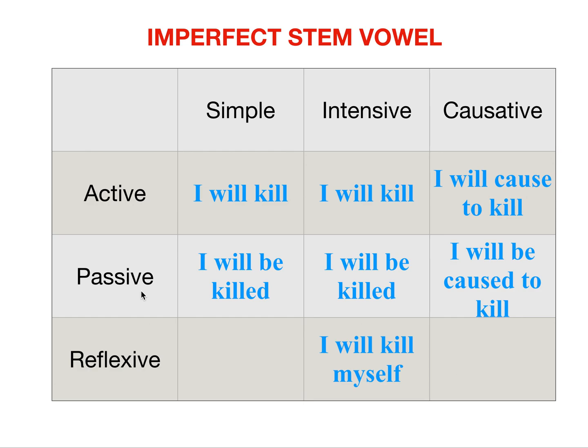The passive of Kal is Nifal, I will be killed. I'm not doing the action, somebody else is doing the action. Same thing for Pual, which is the passive of Piel, so I will be killed. And finally, reflexive of Piel is Hitpael, I will kill myself. So I do the action and I receive the action.